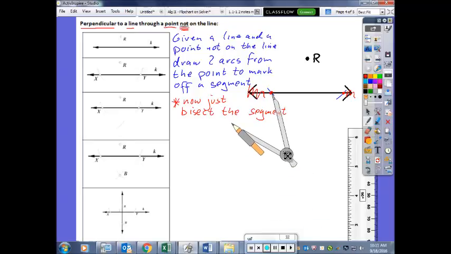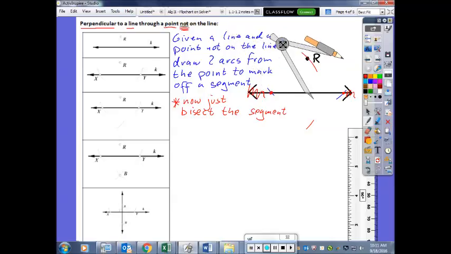We mark 2 arcs from each of the endpoints. One is going to be below, and the other one is going to be above our line. Now technically, do we even need that arc above? We already have our point that's off the line. We wouldn't need it, but it's just nicer to get into the habit to do both.